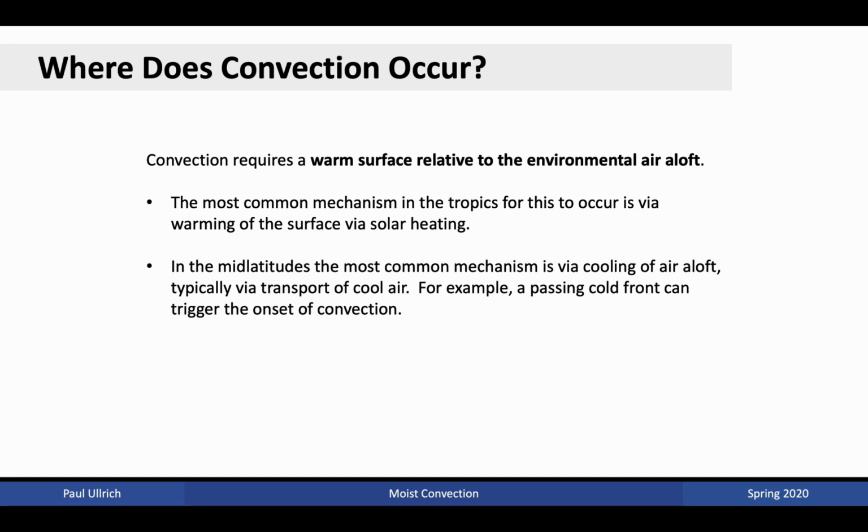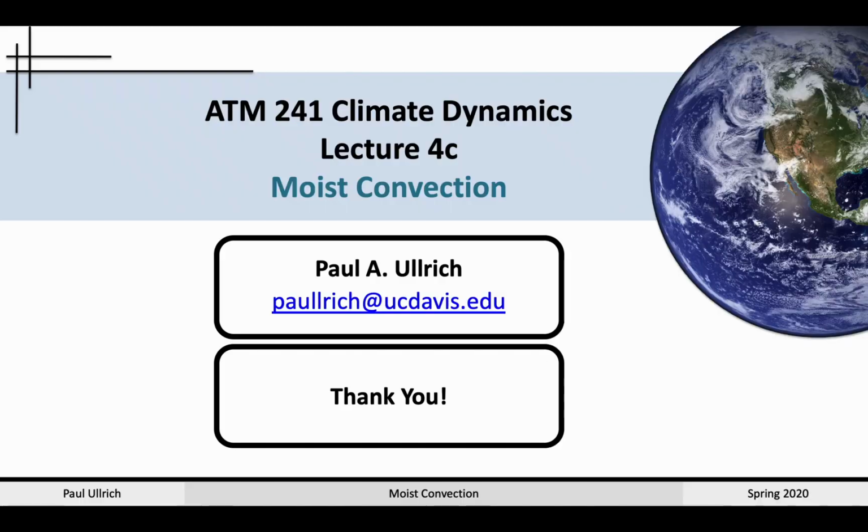Nonetheless, frontal activity can be responsible for the transport of cooler air aloft. Consequently, as cool air moves in, it can trigger unstable conditions, which can enable a fluid parcel to rise through the depth of the troposphere and produce deep convective episodes. So, for example, a passing cold front can trigger the onset of convection.